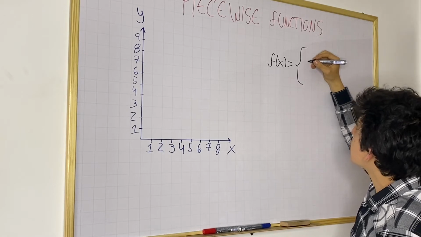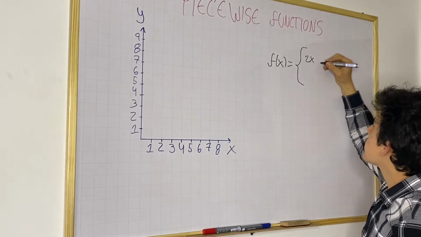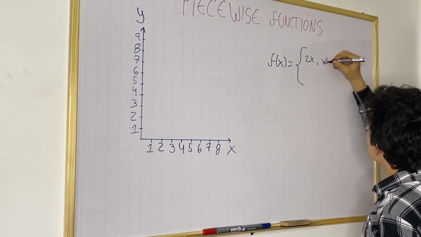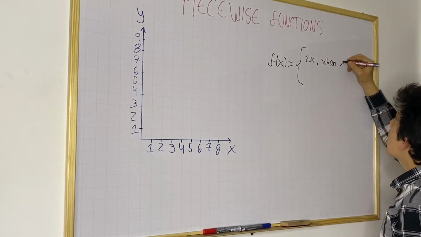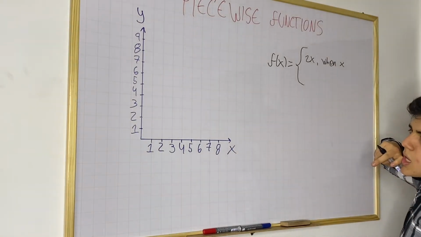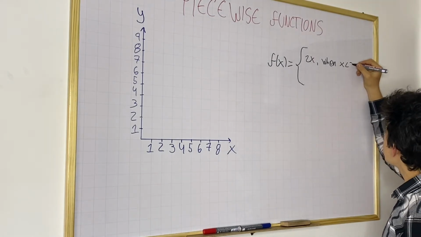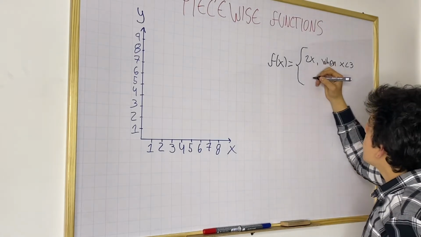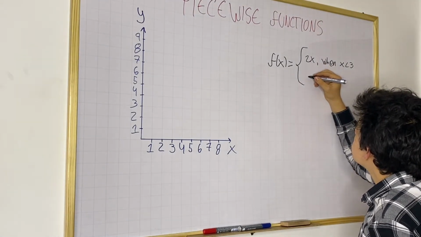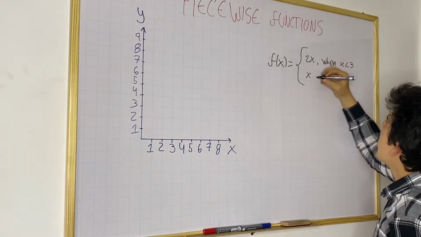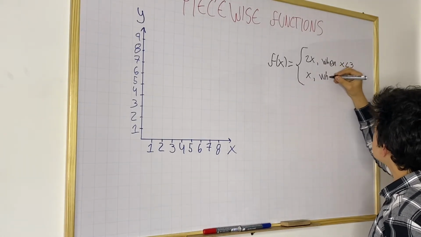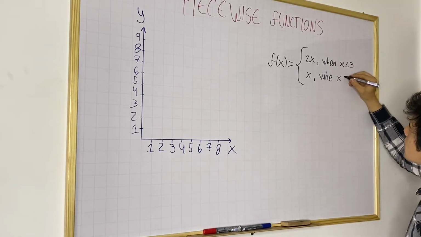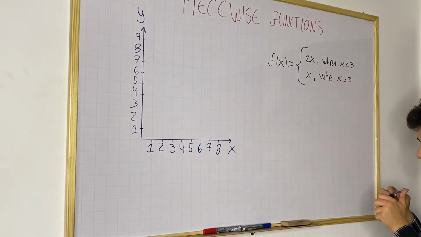So let's say in our first piece we're going to have 2x, and our condition for the piece 2x is when x is smaller than 3. This is our first piece. This is what we call a piece. Now, let's say our next piece, so we have two pieces, will be x. And this piece will happen when we satisfy the condition x is greater than or equal to 3.